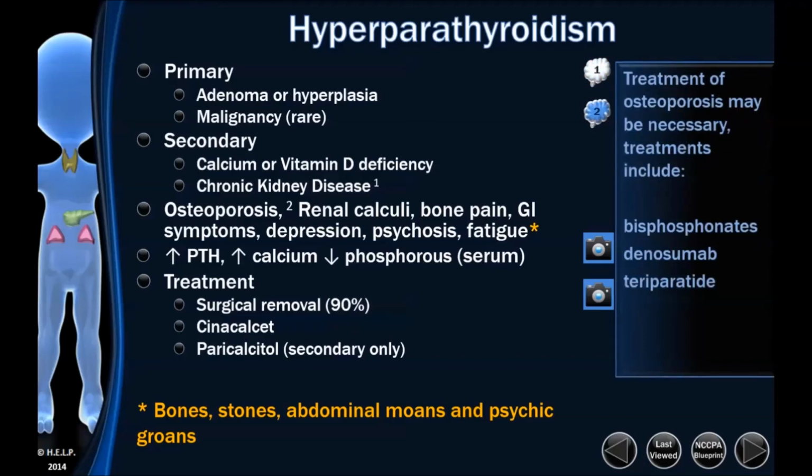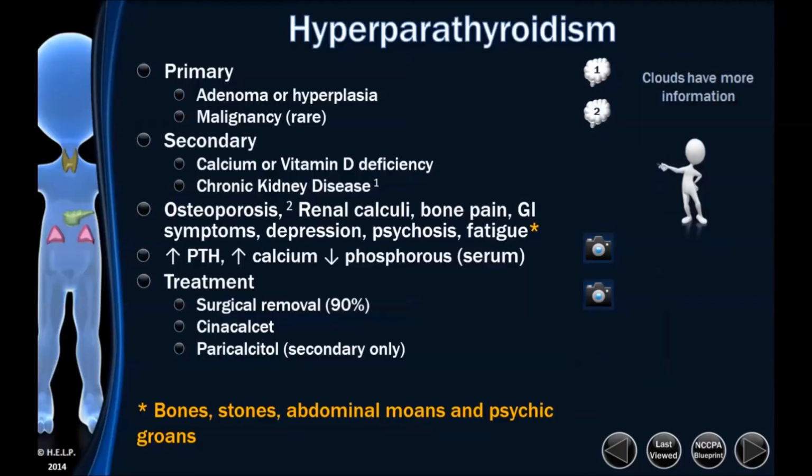Now, anyone with hyperparathyroidism for a prolonged period of time can have osteoporosis, and those treatments may include bisphosphonates, denosumab, or teriparatide, and that will be covered in orthopedics. Treatment of our hyperparathyroid state depends on what's wrong. So if it's a primary hyperparathyroidism, surgical removal 90% of the time. If it's a secondary hyperparathyroidism, we need to address the underlying problem.